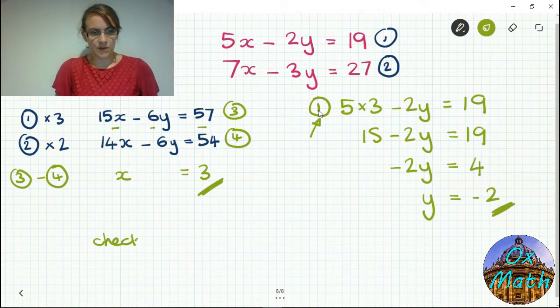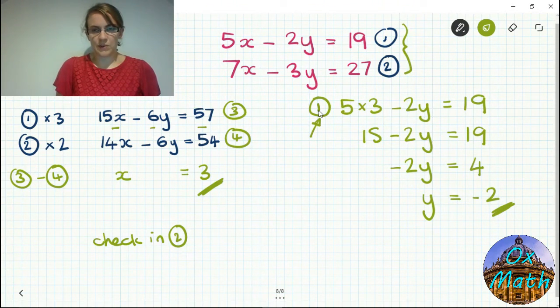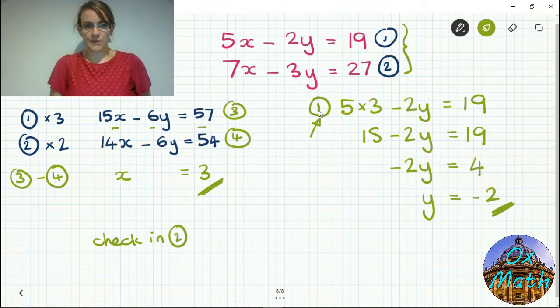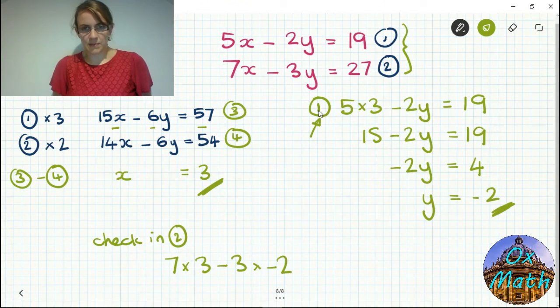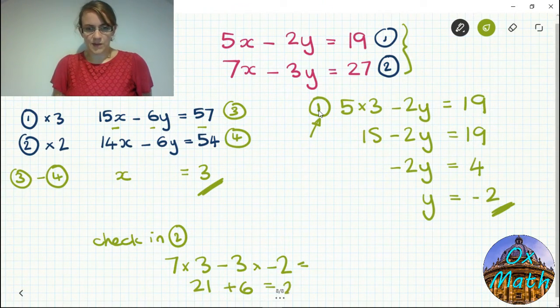So let's check in the other equation, check in equation 2. Now it's important to go back to your original equations in case you made a mistake when multiplying through. So don't use equations 3 and 4, use equations 1 and 2. So in equation 2 then, 7 times x, which is 3, minus 3 times y, which is minus 2, equals, so 7 times 3 is 21, minus 3 times minus 2 is plus 6, so that gives us a total of 27, which is correct because that's what we had up here in equation 2.